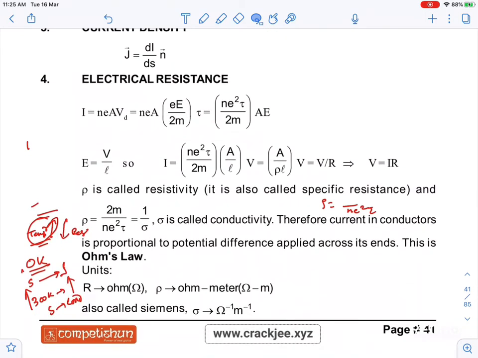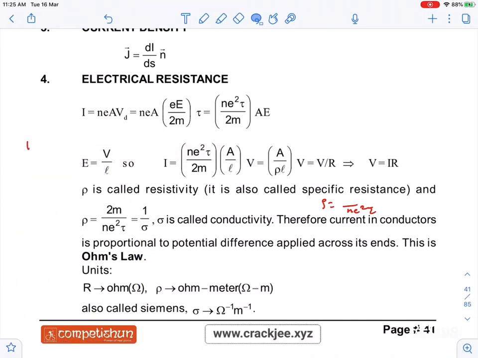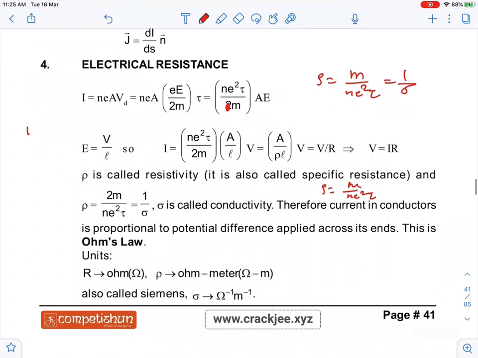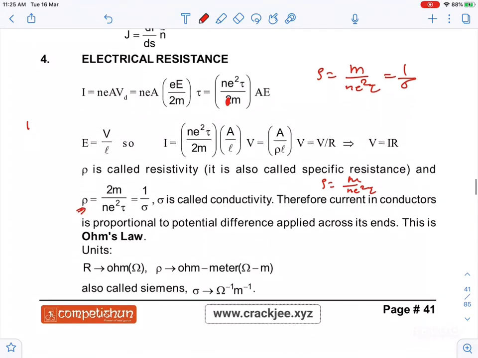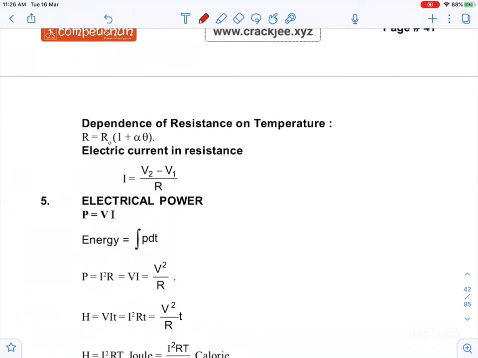Now guys, next point we have to discuss. We have written all these points one by one. See this rho, I said earlier a 2 by mistake; this 2 is not there in the formula. So rho is equal to M upon N e square tau. This can be written as 1 by sigma, which I have already discussed. Rho is resistivity, sigma is conductivity. Ohm's law, you all know that I is proportional to V. I is equal to G times some constant V, then G is 1 by R, so V is equal to IR. This is Ohm's law.